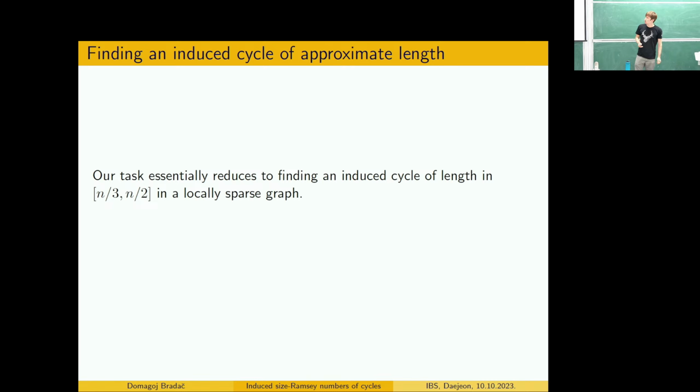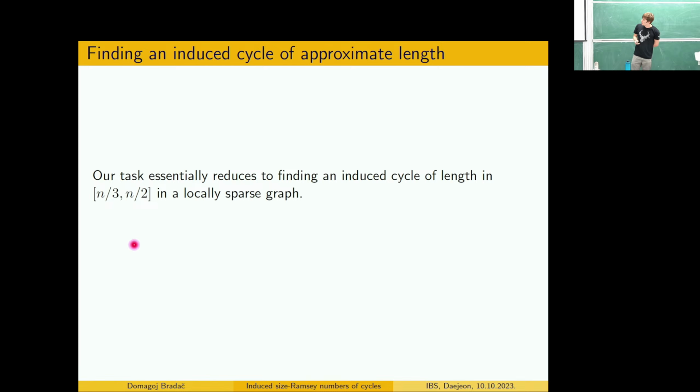So with this approach, our task essentially reduces to the following. We want to find an induced cycle of some approximate length, so between, let's say, n over 3 and n over 2, in a graph with local sparsity. What does it mean? Well, remember that our auxiliary graph was obtained by putting edges where each edge is from one of these copies of F. And the copies of F are placed randomly, so in the auxiliary graph you cannot have too many edges on a small set of vertices.